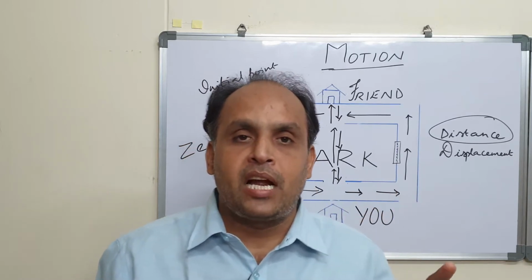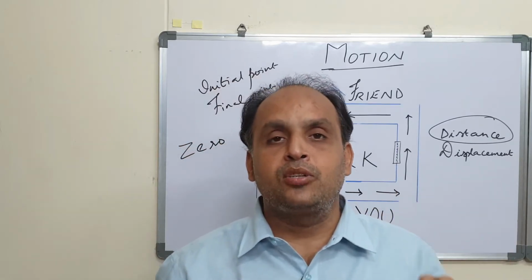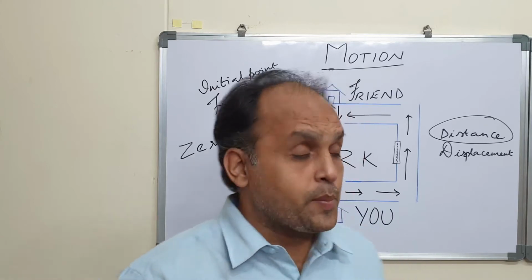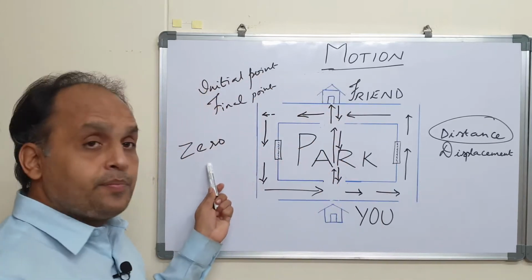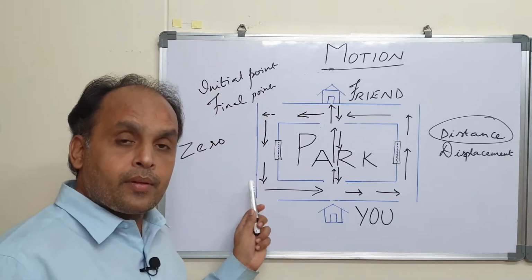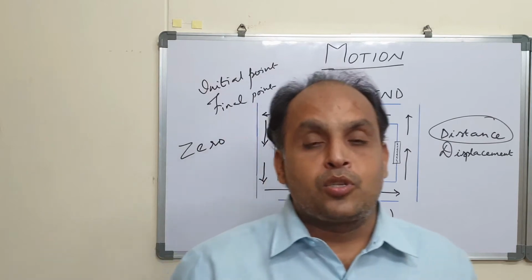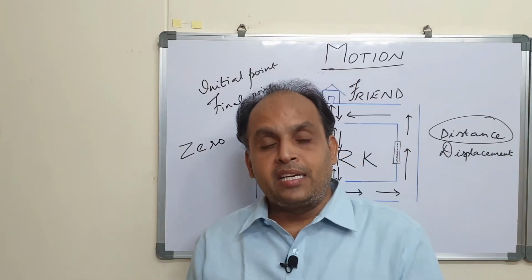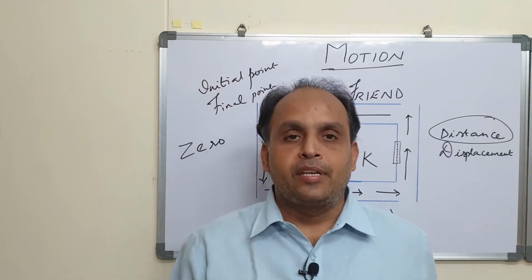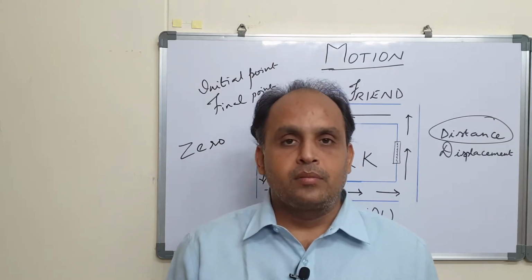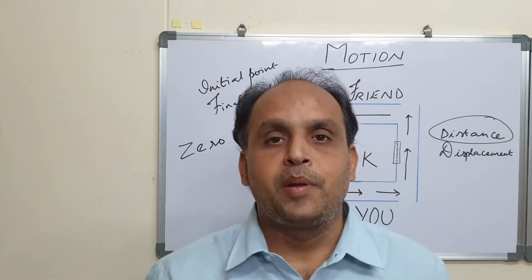So, when a body starts from one point and returns to the same point, in that case, the displacement is 0. The best example of this would be you going to the school in the morning and returning to your home in the evening or in the afternoon, which is the case of displacement is 0.